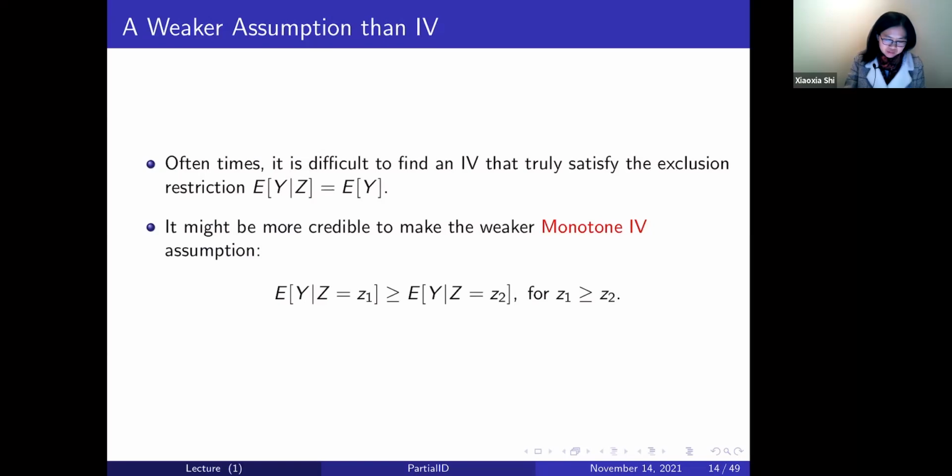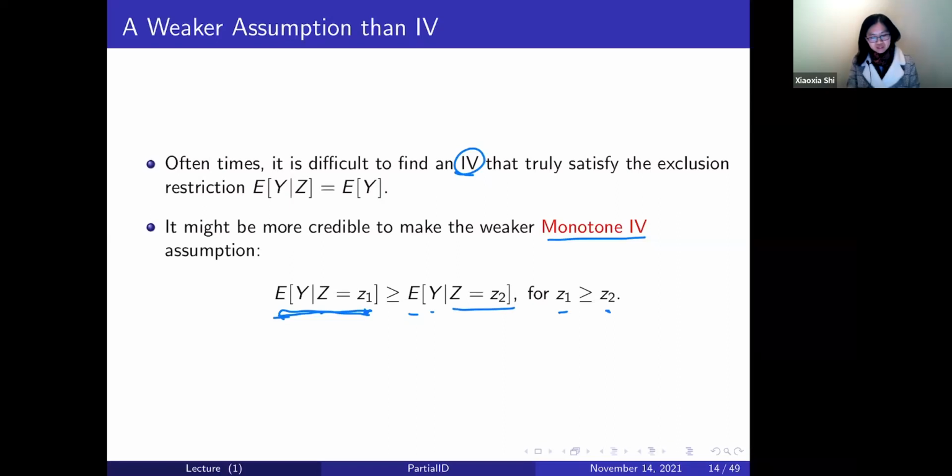Sometimes in the literature, a weaker assumption than IV is made. That's the monotone IV. If you look at the literature, you might see this assumption somewhere as well. In this context, the monotone IV means EY given Z is not invariant in Z, but it's monotone in Z. So we know there is an instrumental variable that affects selection, but it also affects Y, in a way that we can predict its direction. So EY given Z is monotone in Z. If little z1 is greater than or equal to little z2, then EY given Z equals little z1 is greater than or equal to EY given Z equals little z2.